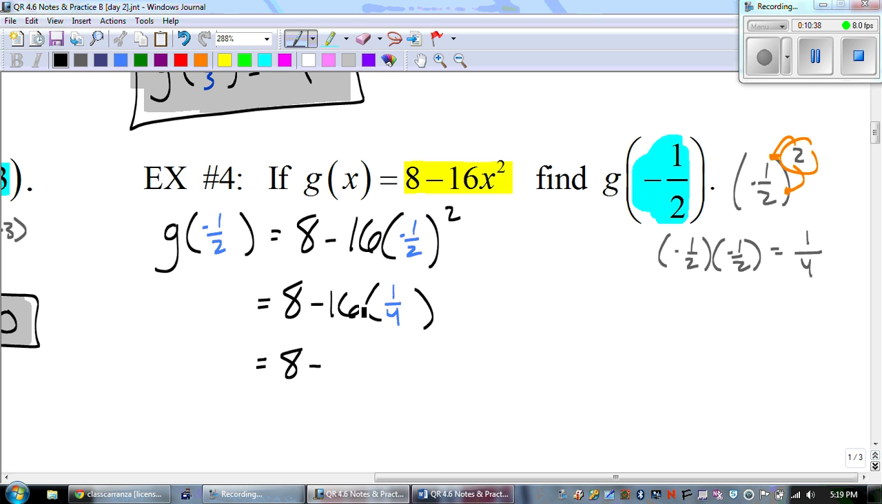And now we need to do 16 times 1/4. So 16 over 1 times 1/4. I know a lot of you guys are good at cross reducing. You can do that if you want to. I'm just going to go straight across. 16 times 1 is 16. 1 times 4 is 4. 16 divided by 4 is 4.